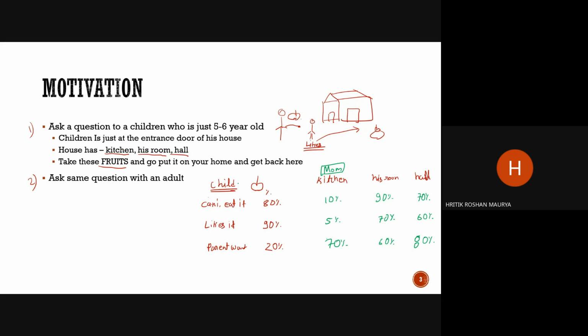So now, what decision will this child make? Will the child go to the kitchen, his room, or the hall? So he will try to match, and this is matching more with his room, right? Am I correct? There is not much matching, but his room is more likely. Is it correct? So what will be the answer for this first question?